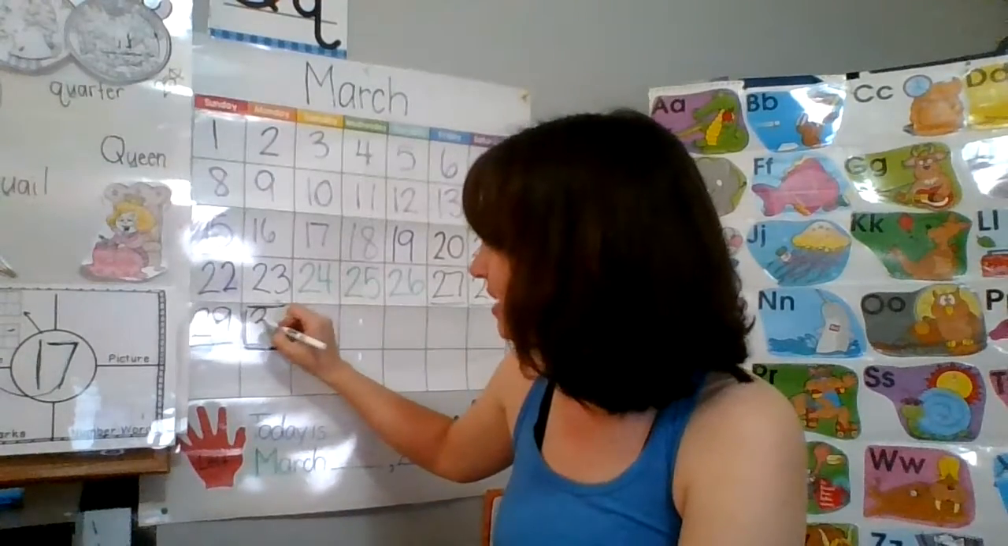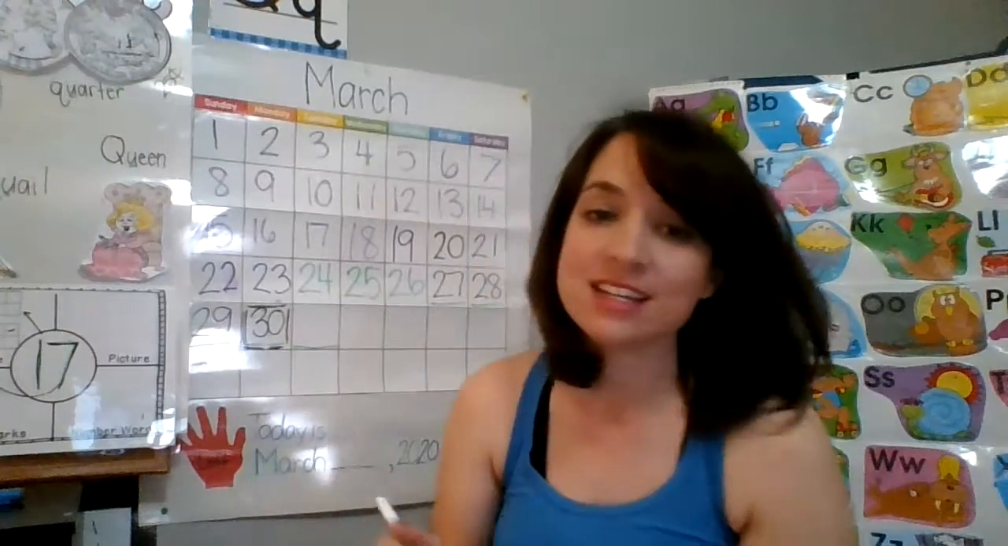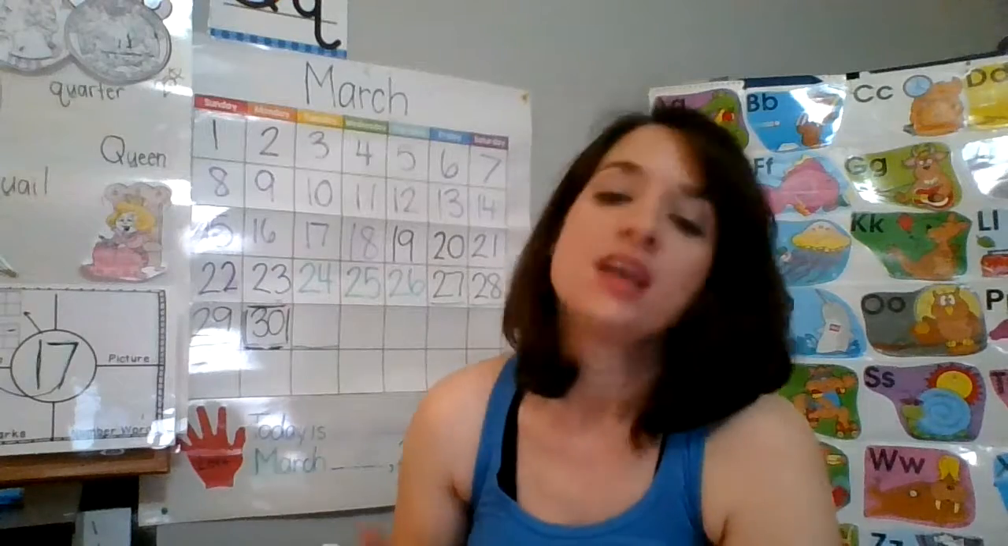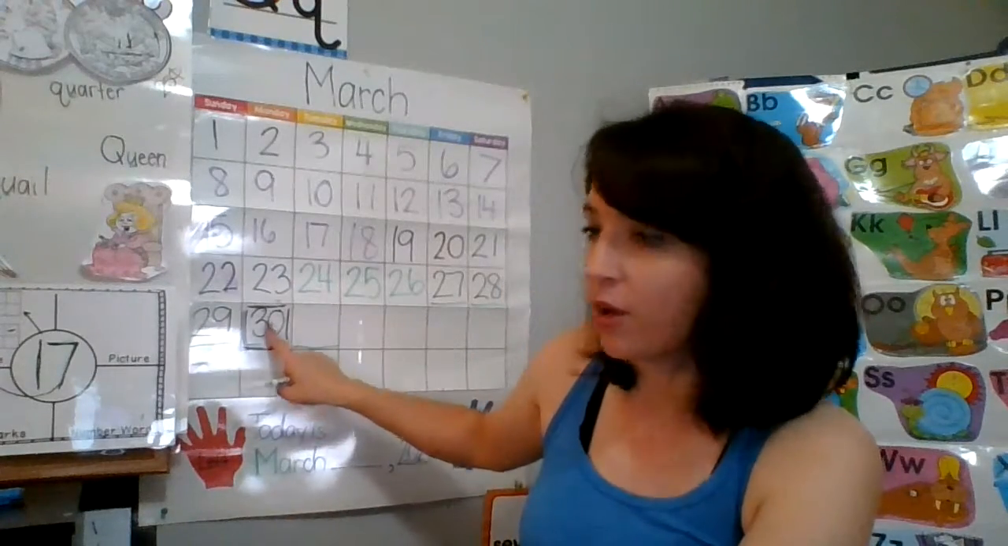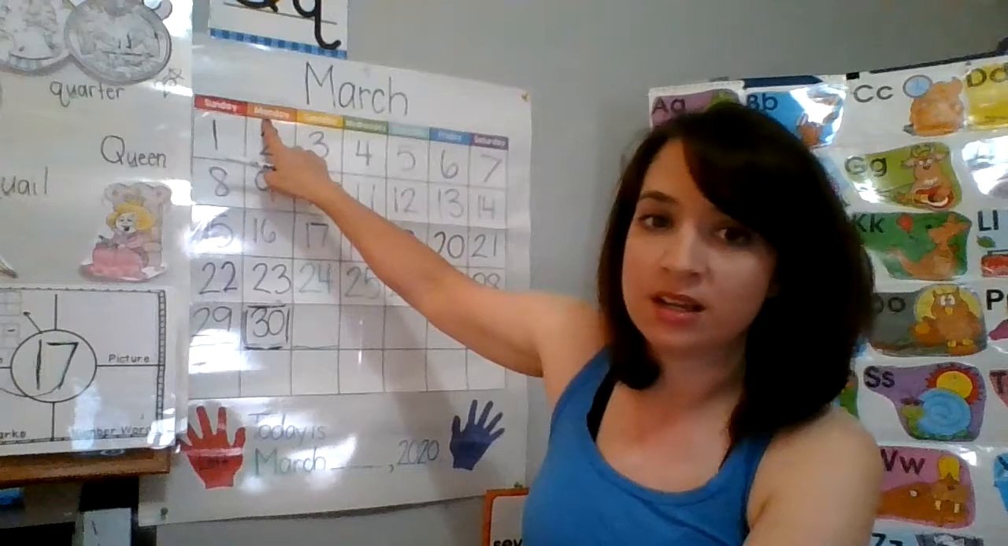1, 2, 3, 4, 5, 6, 7, 8, 9, 10, 11, 12, 13, 14, 15, 16, 17, 18, 19, 20, 21, 22, 23, 24, 25, 26, 27, 28, 29, 30. 30 is a 3 and a 0. Very good. So now I need to put my finger on 30 and go up my elevator.